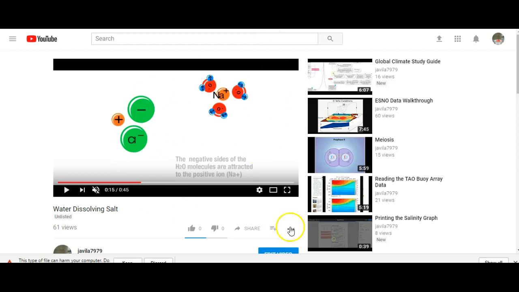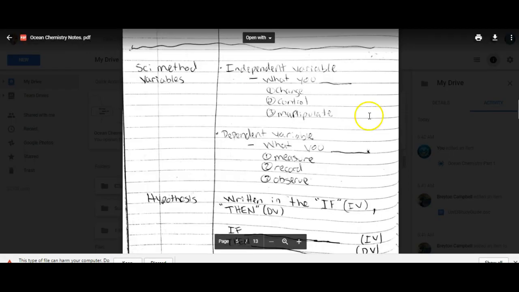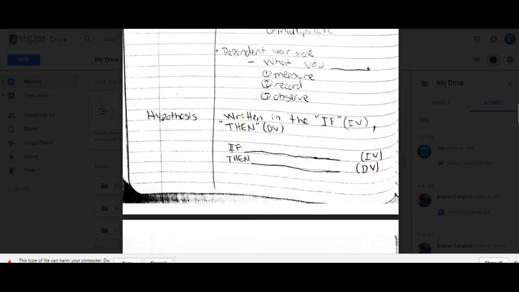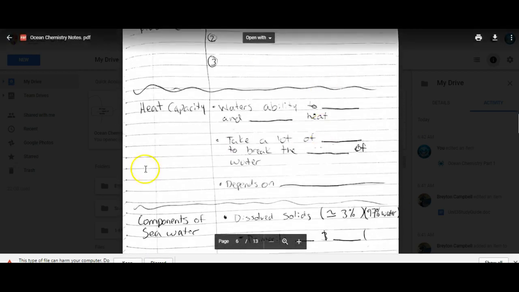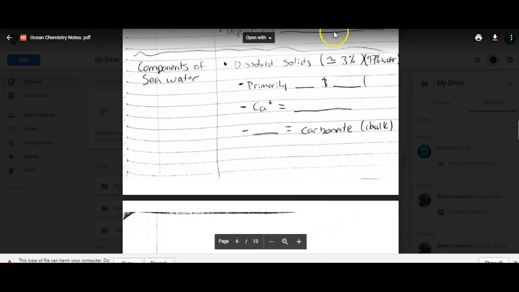If you remember back to this little video that we watched, make sure that if I gave you something like this to label, you would be able to label it, or you would be able to recognize if I messed with the diagram. Like if I put something in the wrong spot, you'd be able to tell me what's wrong with it. Make sure you're good with all this, your scientific variables, what you measure, what you change, what you control. Just a little bit on heat capacity, why do we have it, components of water.